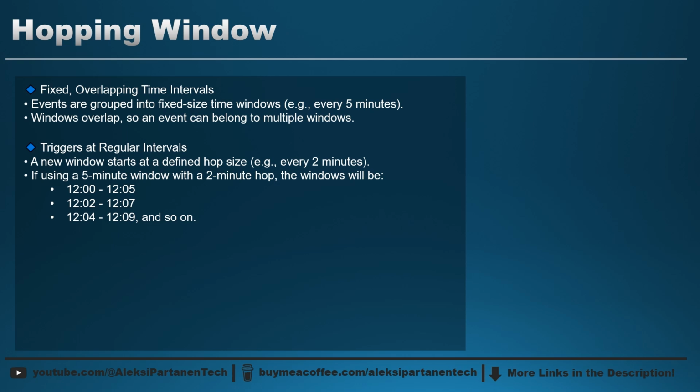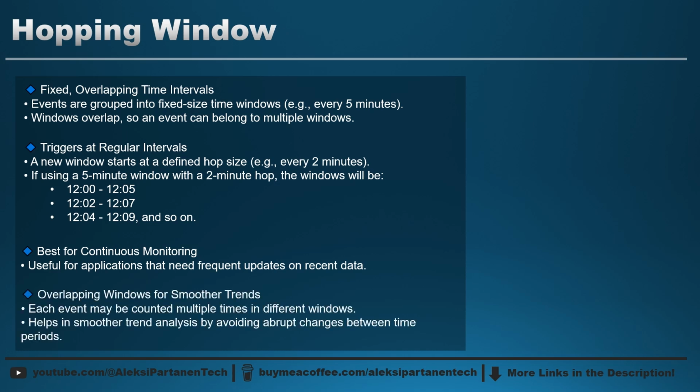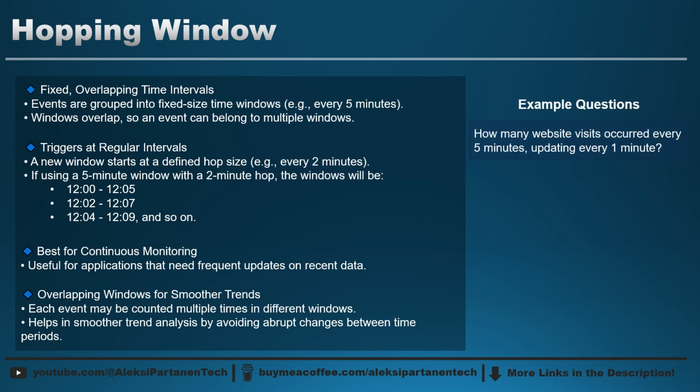This window type is particularly useful for continuous monitoring and for applications that need frequent updates on the recent data. These overlapping windows allow analyzing smoother trends by avoiding abrupt changes between time periods. This window can answer questions like how many website visits occurred every 5 minutes, updating every minute.